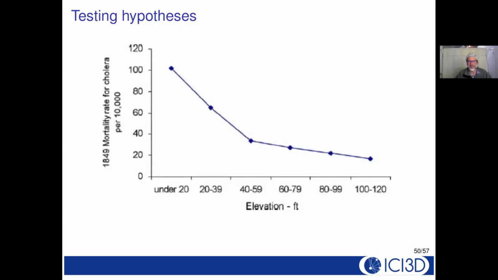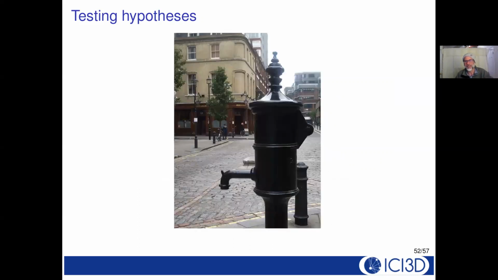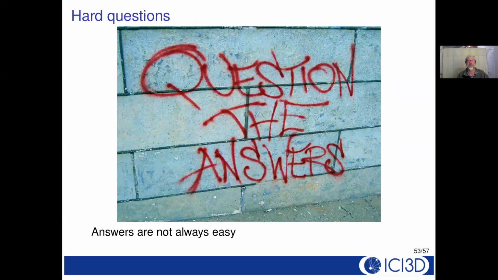Farr had a hypothesis that cholera was spread by something carried in air. Snow had a hypothesis that cholera was spread by something carried in water. And these are testable hypotheses generated by models, in this case, conceptual models. And Snow famously tested his hypothesis by illegally removing the handle from a pump that he thought was a focus of a cholera epidemic. And he turned out to be right.